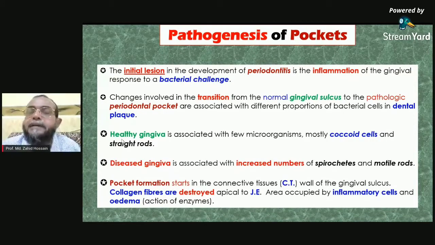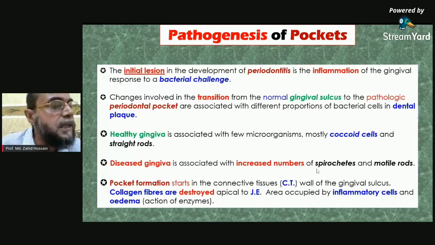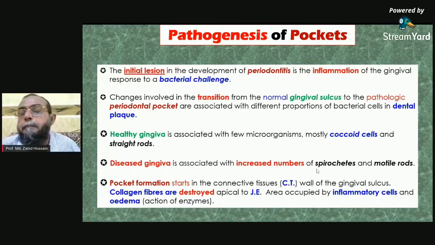So we must know about the bacteria: which are related to healthy conditions and which are related to disease conditions. In diseased gingiva there is an increased number of spirochetes and motile rods. Spirochetes are helical bacteria, and this type of bacteria can grow without oxygen and only in a protein-rich environment. Usually you find spirochetes in the lowest layer of the dental plaque and in the deepest part of the periodontal pocket. Suppose Treponema denticola, which is a spirochete.